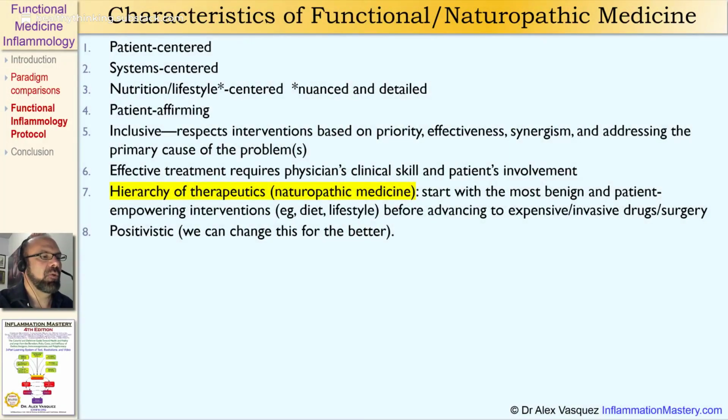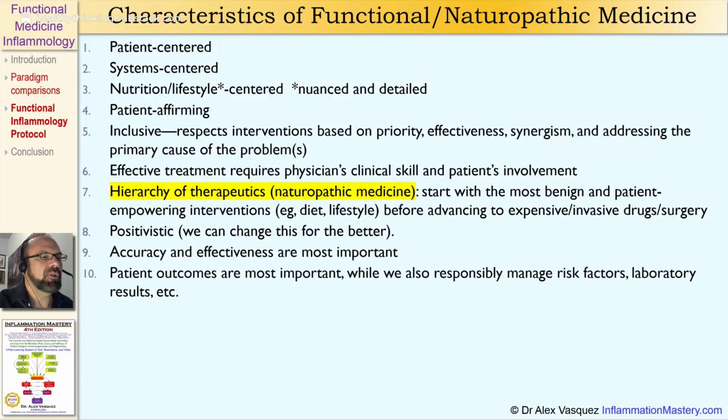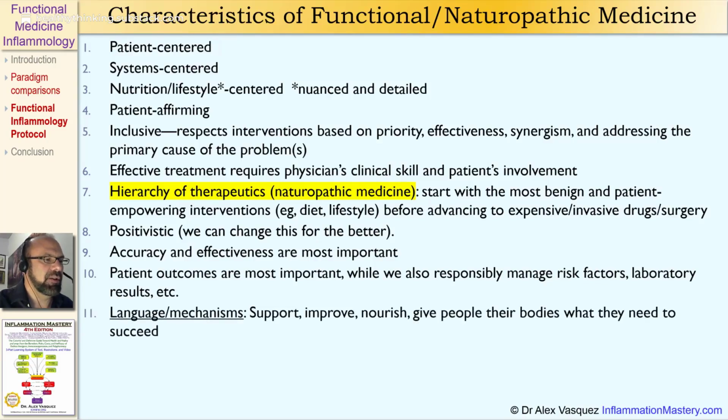Functional and naturopathic medicine is much more positive. We believe that we can change these conditions for the better, and we prioritize accuracy and effectiveness as being most important rather than rigid adherence to a therapy-based paradigm. Patient outcomes are most important, while we also responsibly manage risk factors, laboratory results, etc. Again, the language is different. In standardized medicine, we talk about compliance, and the drugs that we use are mostly blockers and inhibitors. We block the formation of cholesterol, we block angiotensin receptors, we block the ACE enzyme, we block HMG-CoA reductase, we block the uptake of neurotransmitters, etc.